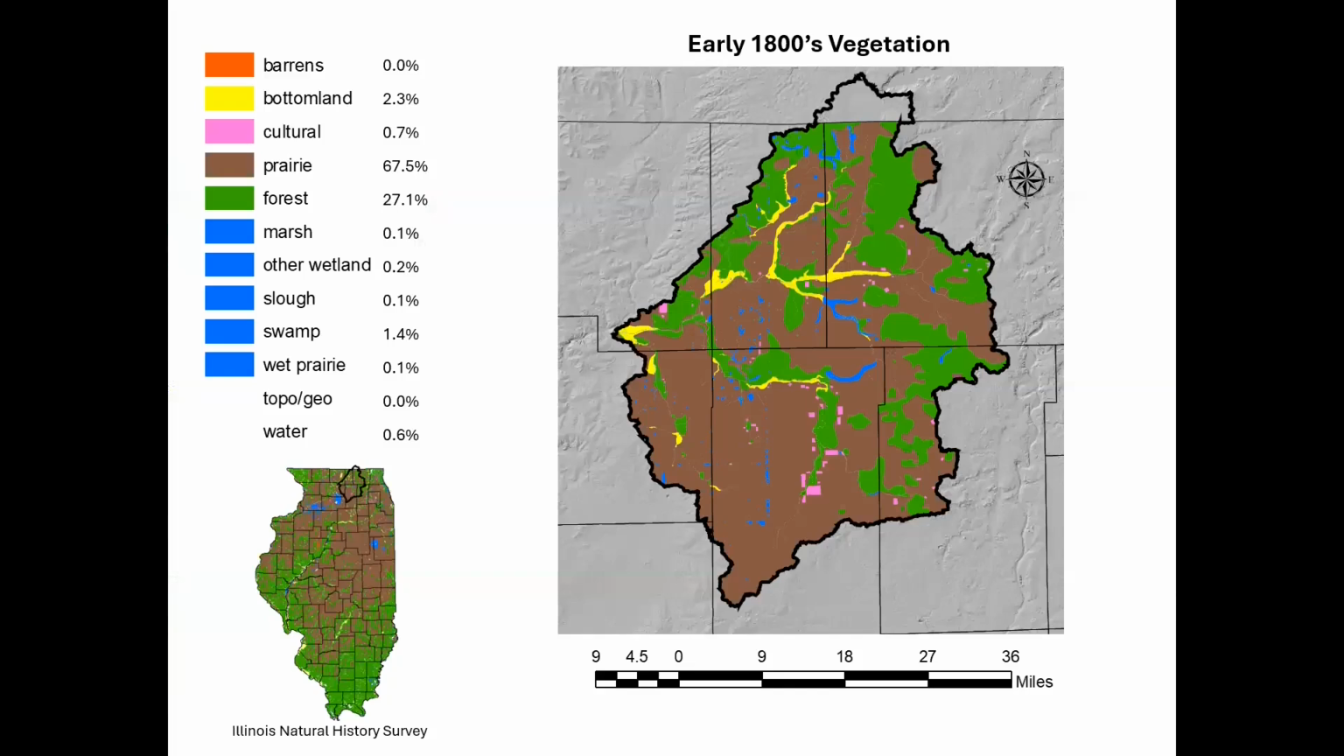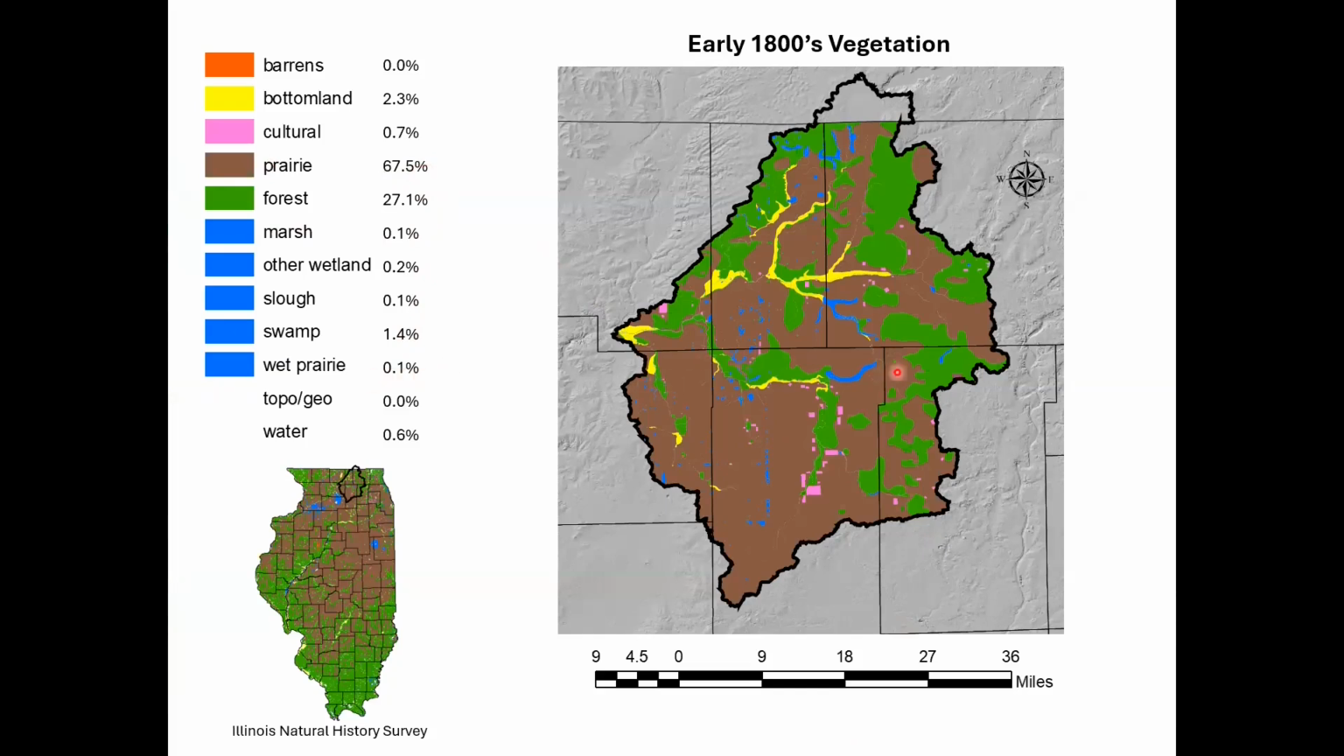So let's get to the soils and the vegetation part. If we look at the early land surveyors that came through in the early 1800s, they took incredible notes when they laid out the township and range grid. They took notes, and the Illinois Natural History Survey has digitized those notes. And for the Kish watershed, it was about 67% prairie, 27% forest. I lumped all the wetland things they put together. I just put them all in blue. A whole bunch of that prairie was wet prairie, though they way underestimated that.